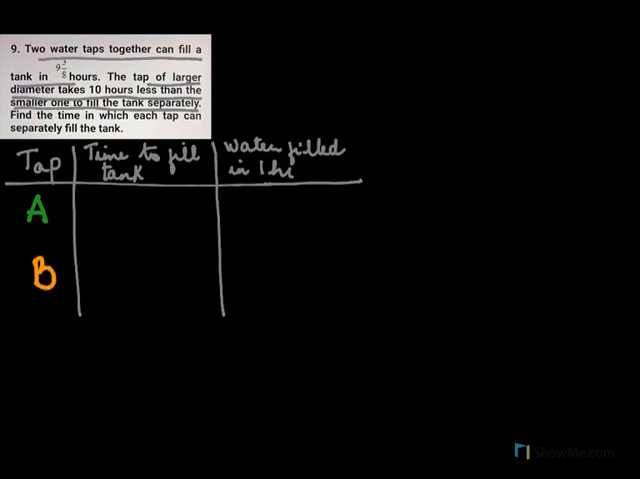Now it is given that one tap takes 10 hours less than the other, smaller tap to fill it. So if A takes X time, B will take 10 hours less, X minus 10, to fill the entire tank. If A takes X hours to fill the tank, in 1 hour A will fill 1 by X. This is what I've explained earlier. And if B takes X minus 10 to fill the entire tank, in 1 hour B will fill 1 by X minus 10.